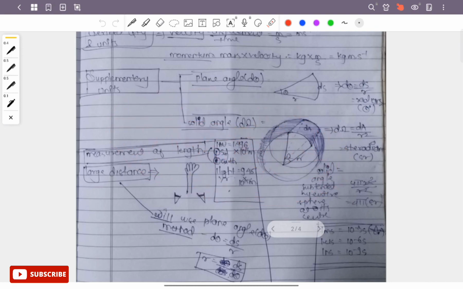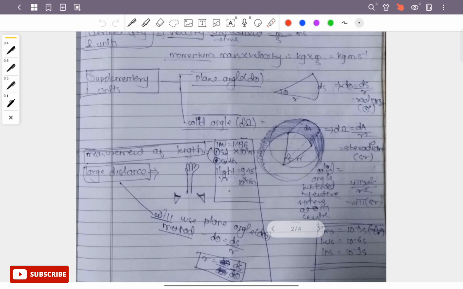The next one is the 1 light year, which is equal to 9.467 × 10^15 meters. It was already derived by the late scientists. So what is 1 light year? It is the distance traveled by light in 1 year. Means in 1 year how much the light travels. That is 1 light year, which is equal to 9.467 × 10^15 meters.